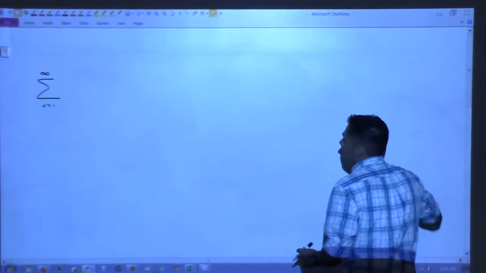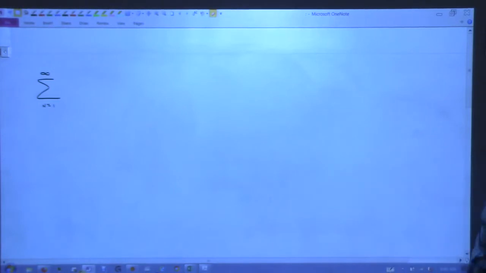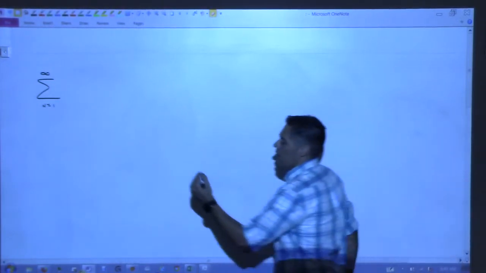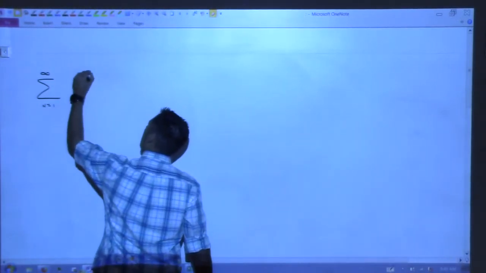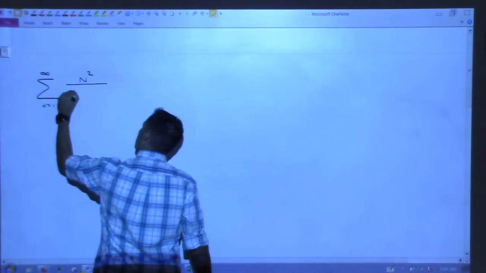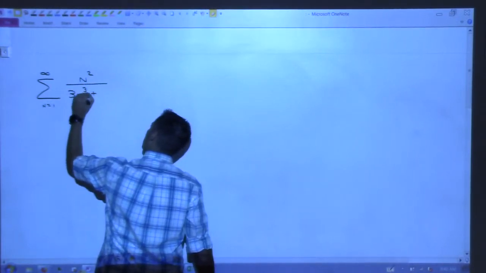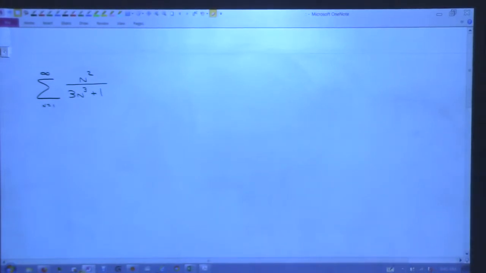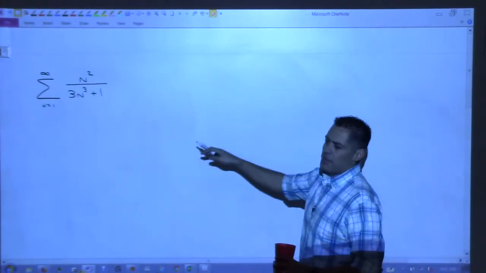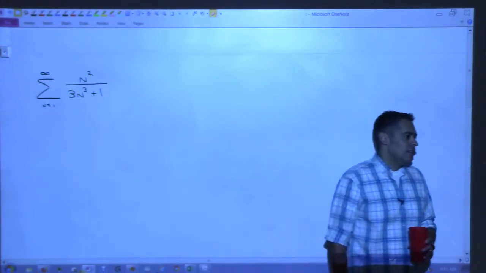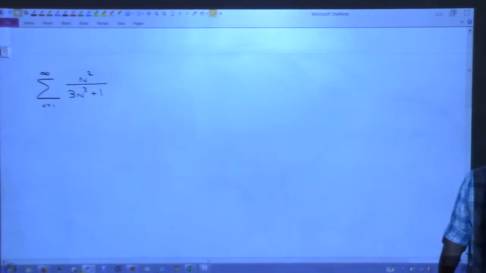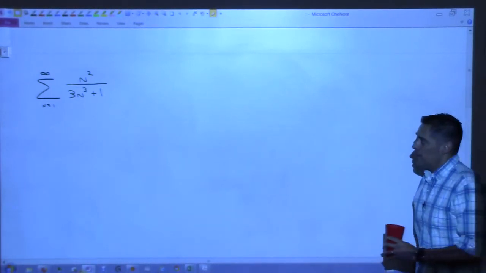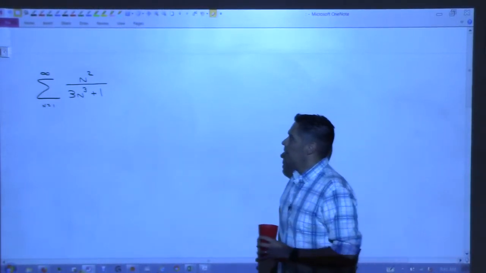So how about this one? How about n squared over 3n cubed plus 1? All right, so if we were to run through our little Rolodex of things, nth term test, L'Hopital's rule, we would get 0, the test would fail. It's not geometric. It's not telescopic. It's not harmonic.